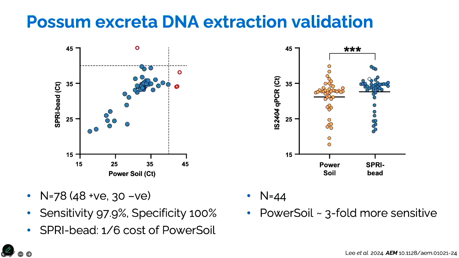Now, to validate this method, we tested 78 possum scat samples. The sample was equally halved by weight, with half processed by the in-house method, the other half by the commercial kit, which in our case was a QIAGEN PowerSoil Pro kit. The 2 extracts were then tested by IS2404 qPCR. Our method was found to have a sensitivity of 97.9%, 100% specificity, and only cost 1/6 the price of the PowerSoil Pro kit.